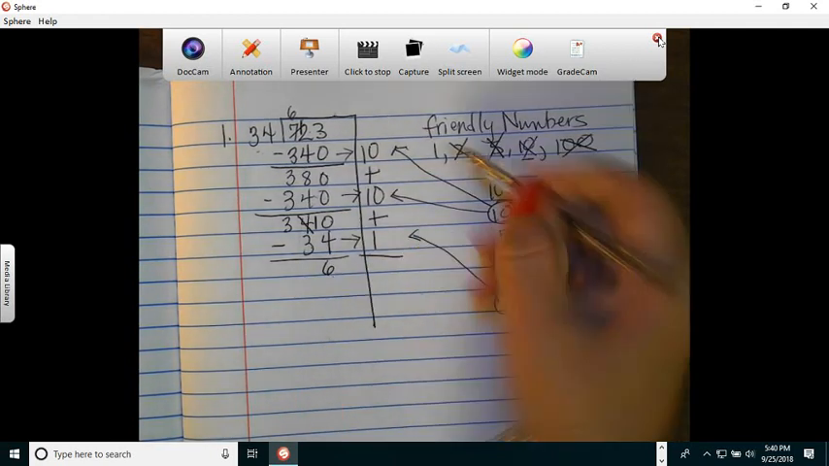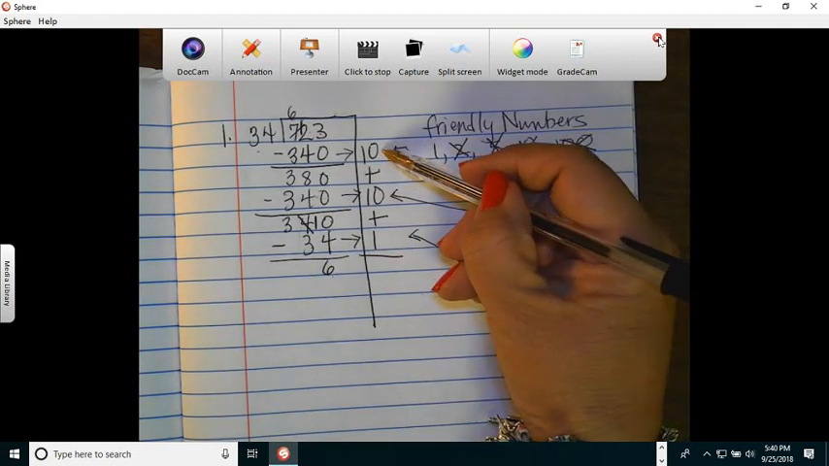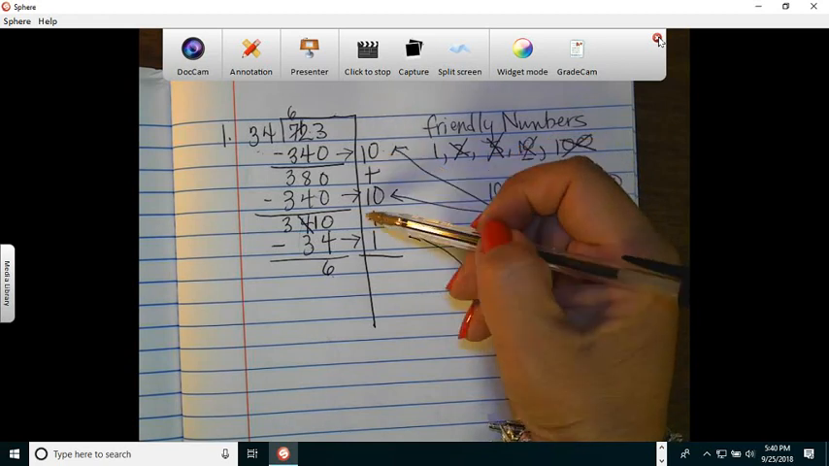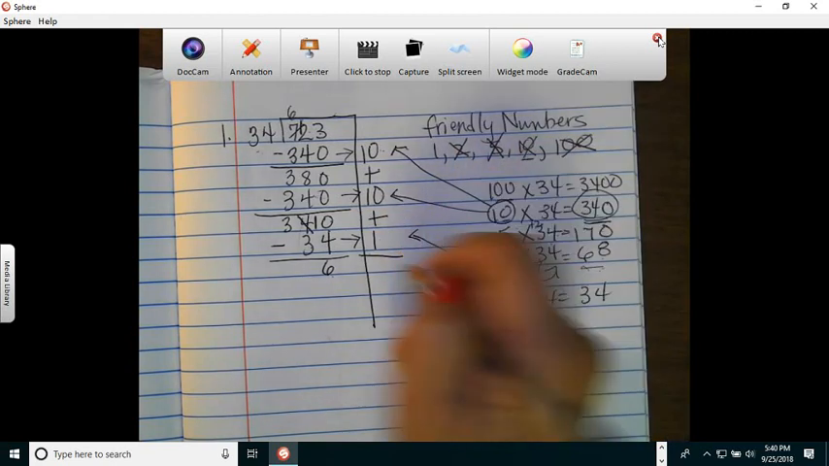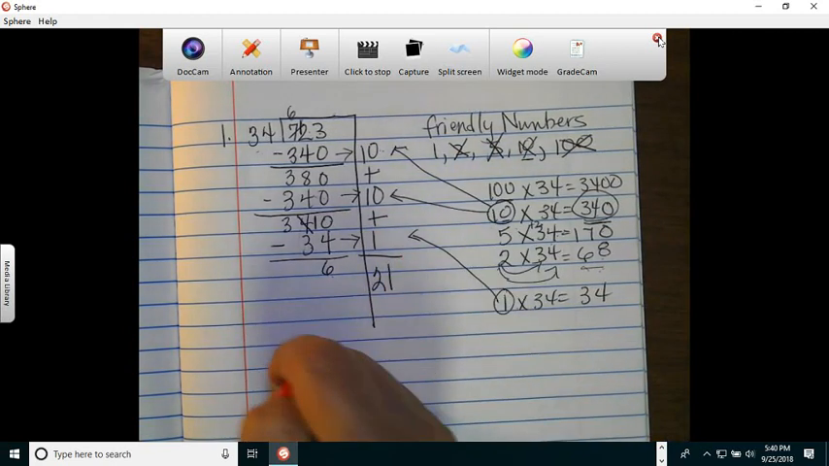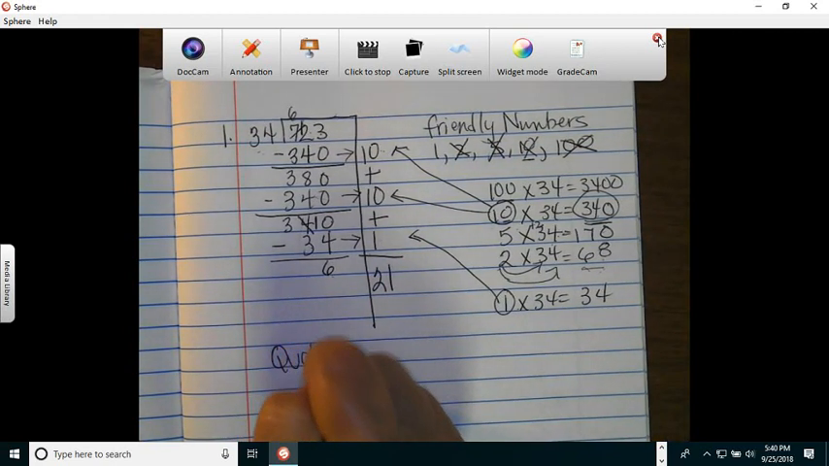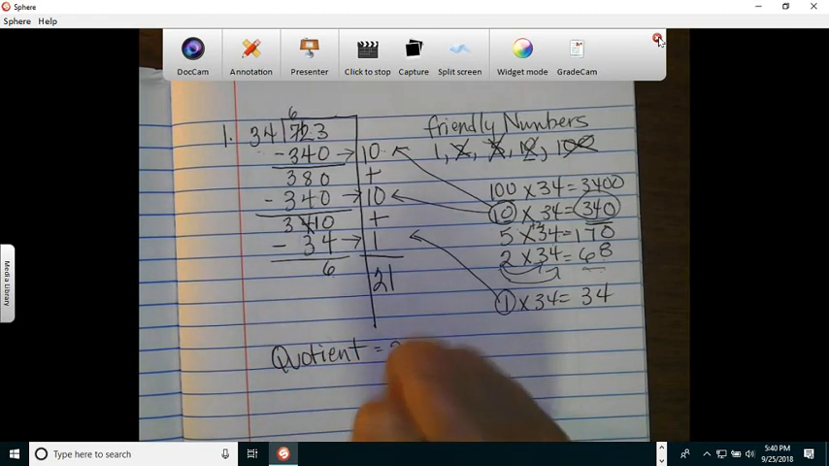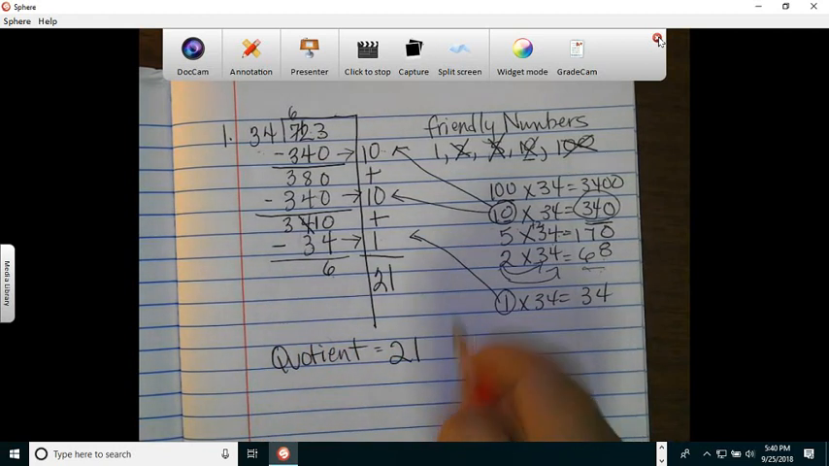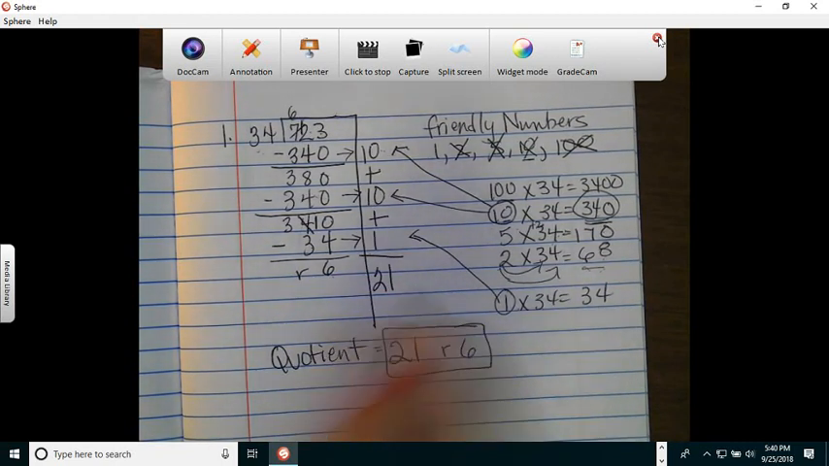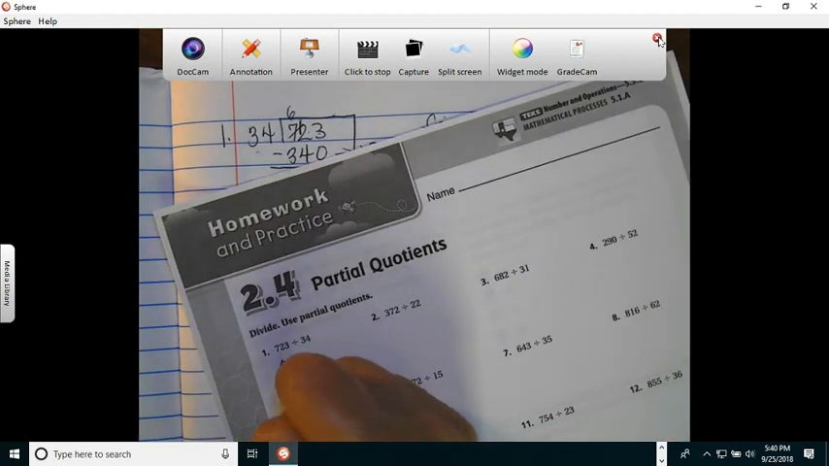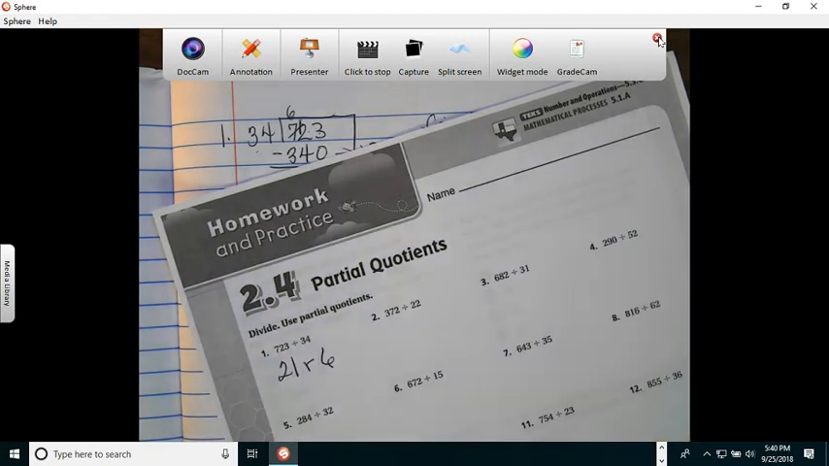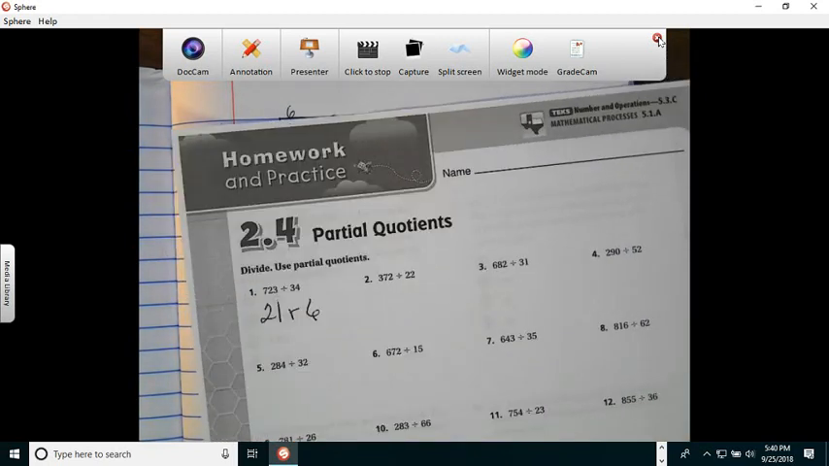I'm going to add up my partial quotients because this is part of the answer to a division problem. So I have 10, 21. So my quotient is 21, and I have a remainder of 6. For my number 1, the answer is 21 with a remainder of 6. Okay, I'm going to go on to number 3.